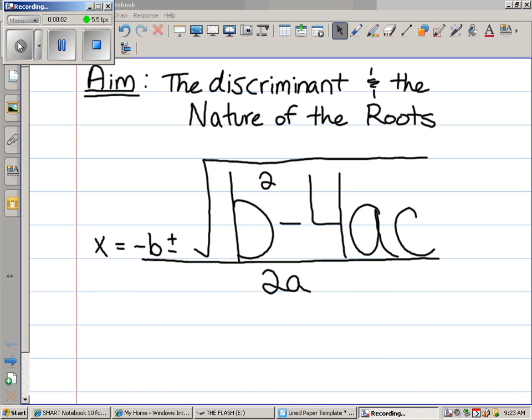Guys, today we're going to talk about a thing called the discriminant, right? We learned about the quadratic formula over the past 2 days. All I did was rewrite the quadratic formula. I'll give you a hint. The discriminant is inside the quadratic formula. Do you see it?